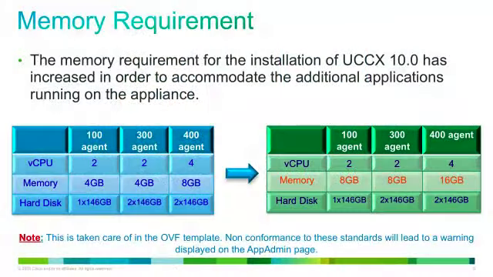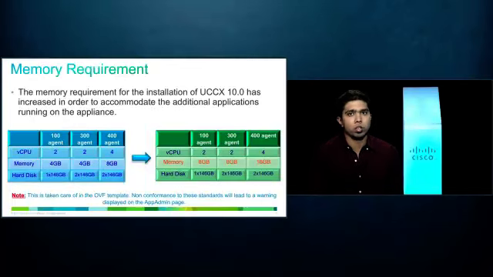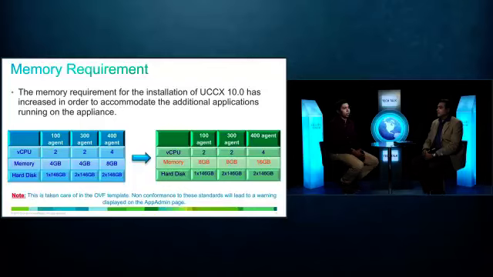Yes, Satish. So if you look at the previous versions of UCCX, and if you do a comparison with the memory requirement of this version of UCCX, the 10.0, you will find that the memory requirement is almost double. So in the slide, you can see that, for example, if you take the 100 agent, the older version, say 8.5, had a requirement of 4 gig of memory, but then UCCX 10 requires you to have 8 gig of memory. Now, the most obvious question that comes is why? Why do you have an increase in memory?